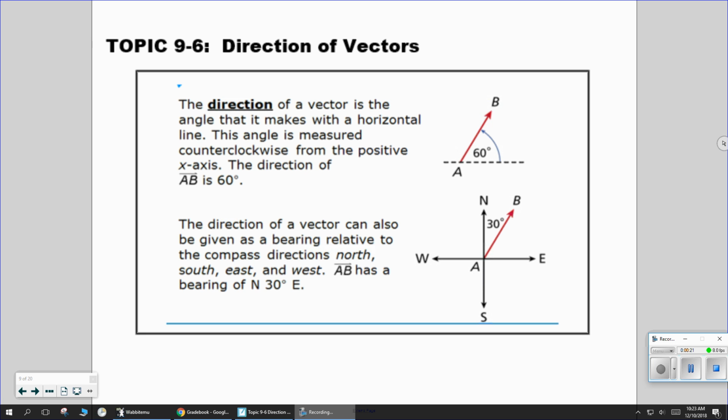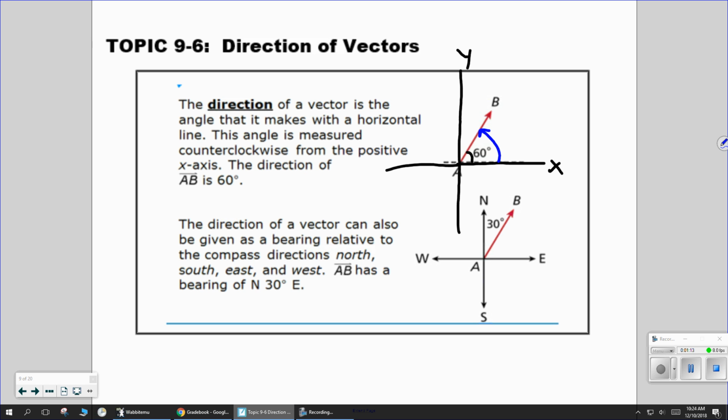So the angle is measured counterclockwise from the positive x-axis. This is one way that you can measure the direction of a vector. So this first picture shows you vector AB, and we're talking about this angle that that vector makes with the horizontal line. If we imagine a coordinate plane with an x and a y axis, then the number of degrees from the positive x-axis to the vector would be the vector's direction from the positive x-axis. So that would be 60 degrees.